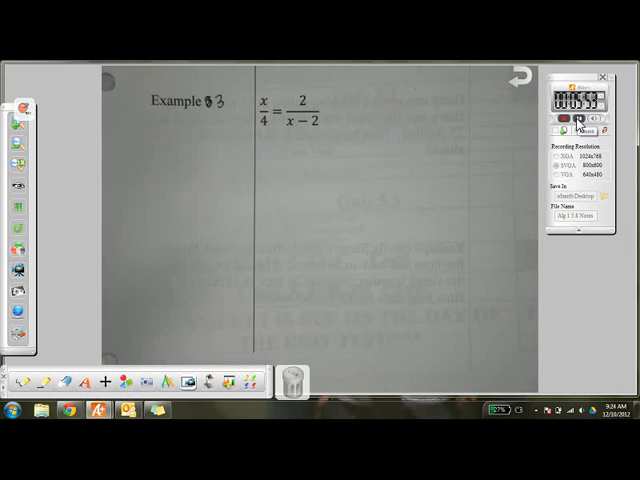Okay, example 3, x over 4 equals 2 over x minus 2.